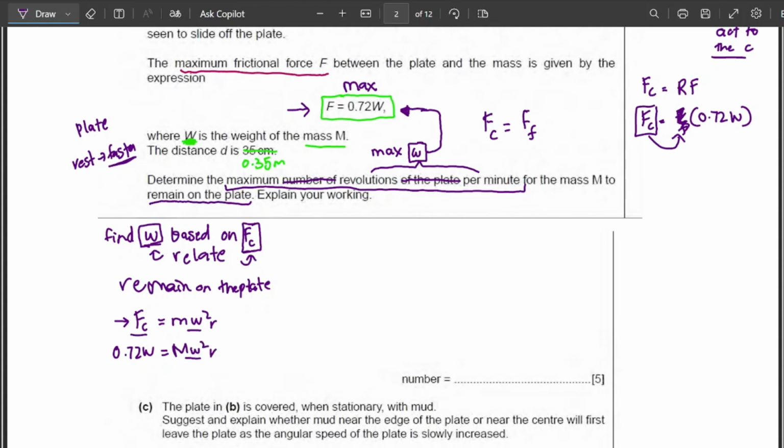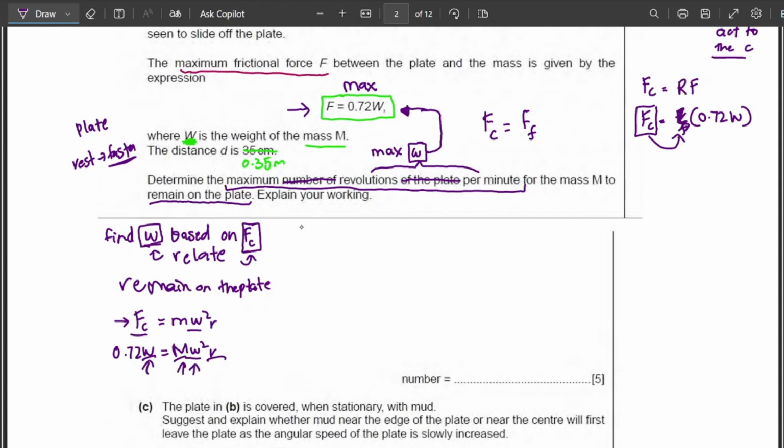Omega is unknown, that's what I need to find, but I have two more unknowns, the m and the w. I have not been given those in the question. I have been given the distance r of the mass from the center, so I know that is 0.35 meters, but I don't know my w and I don't know my m. So I need to get rid of those, because I cannot solve this equation if I have three unknowns. That's not going to happen.